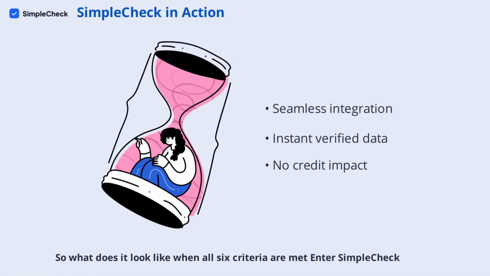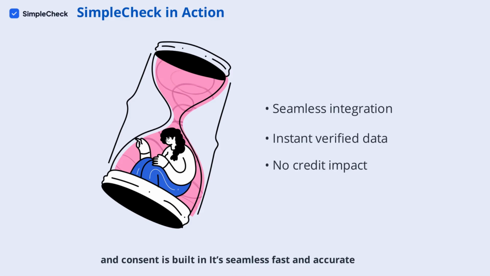So what does it look like when all 6 criteria are met? Enter SimpleCheck. When a lead submits your existing form, SimpleCheck runs a compliant soft pull in the background. In less than a second, verified credit score, available credit, and income data appear in your CRM. No impact on the lead's credit, and consent is built in. It's seamless, fast, and accurate.